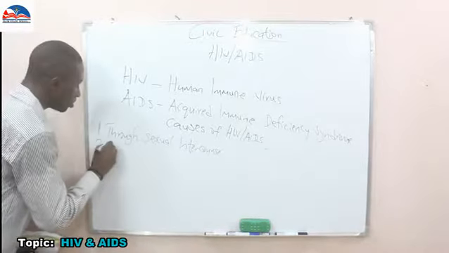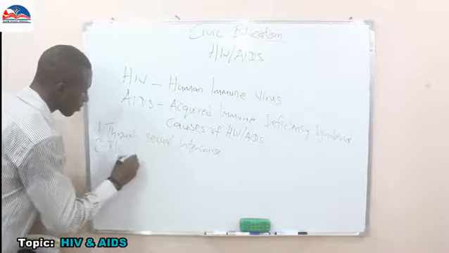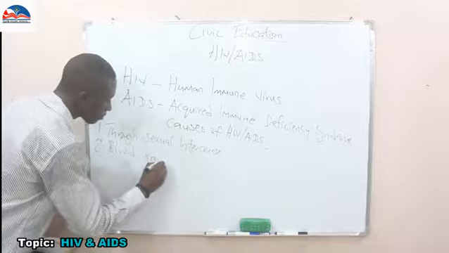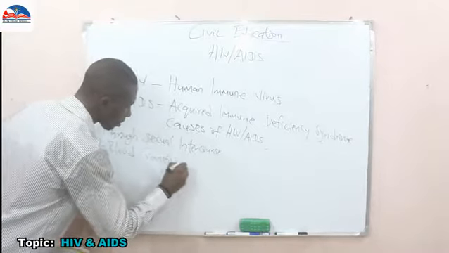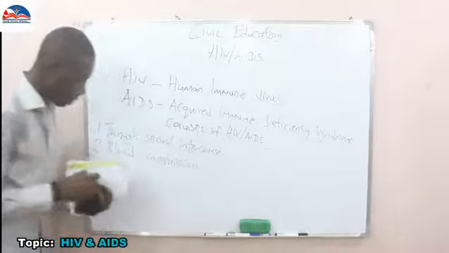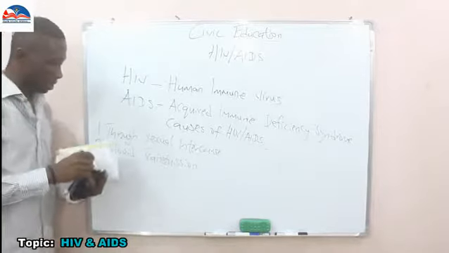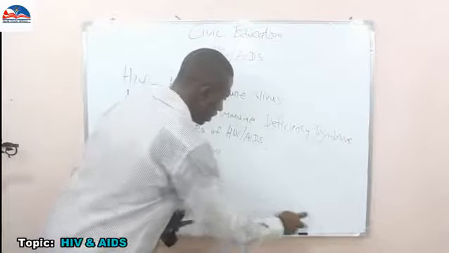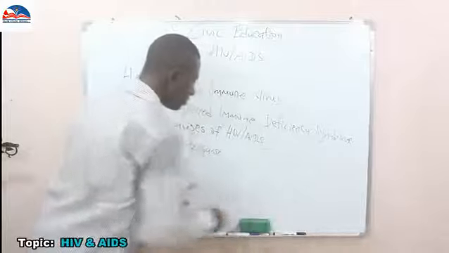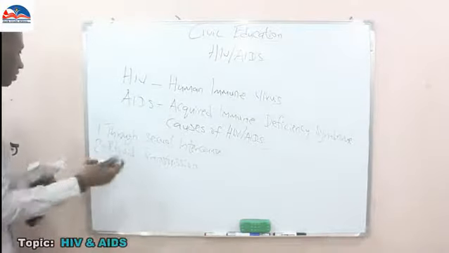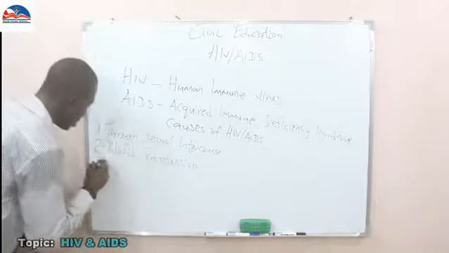Another one is through blood transfusion. One can get HIV through blood transfusion. And then it can also be gotten through birth. We'll explain what that means.